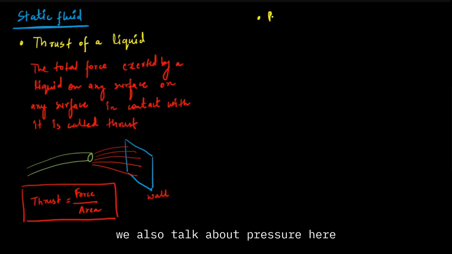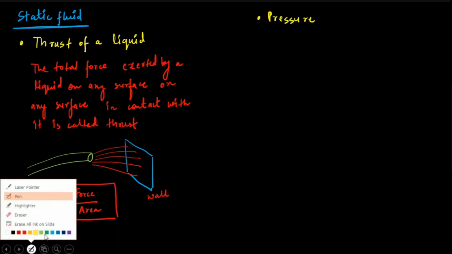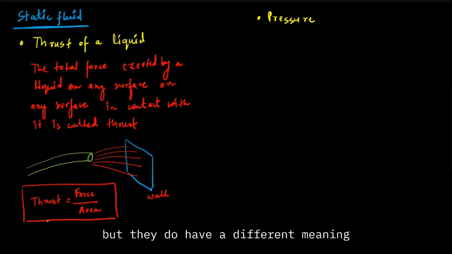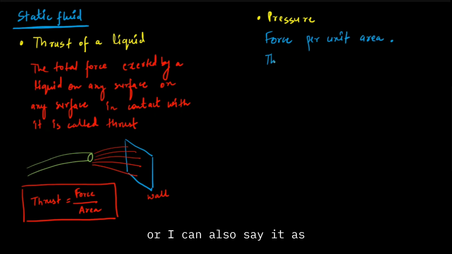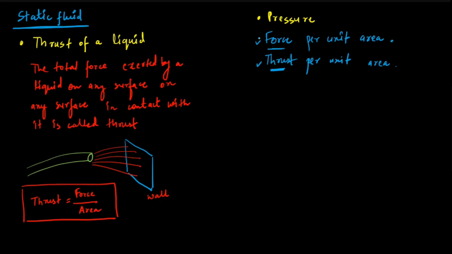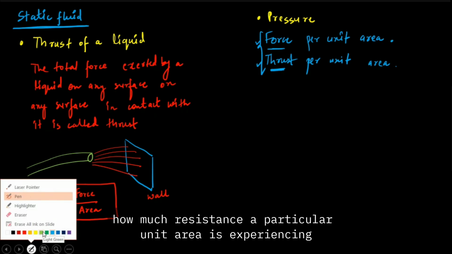Similarly, we also talk about pressure here. Pressure and thrust are kind of similar things, but they do have a different meaning. Whenever we are talking about thrust, we are talking about something which acts on a huge surface, because in order for thrust to act, we need a surface. Whereas pressure is again force per unit area, or I can also say thrust per unit area. So this force and this term thrust explain how much opposing force or how much resistance a particular unit area is experiencing.